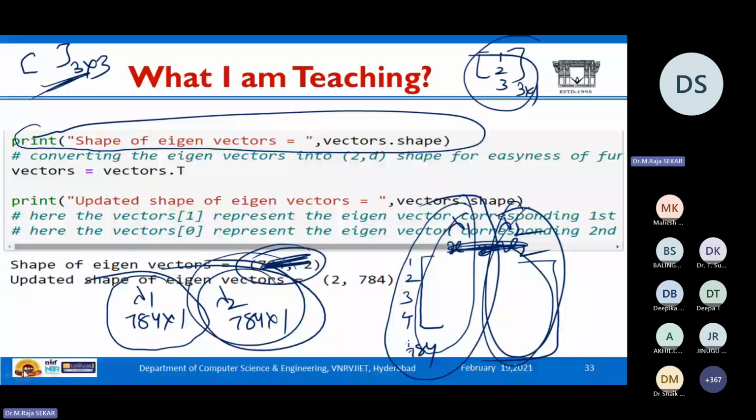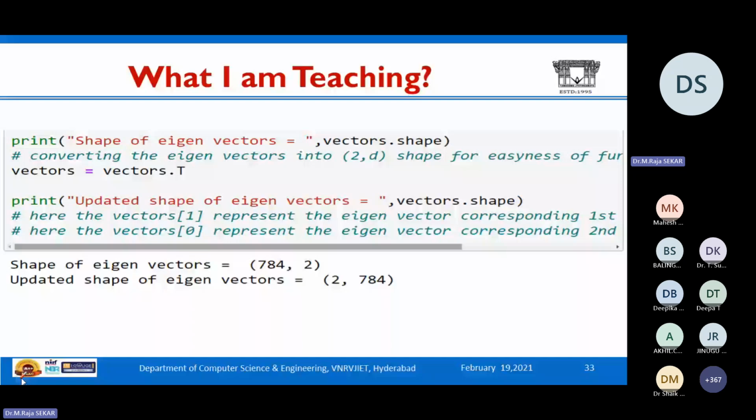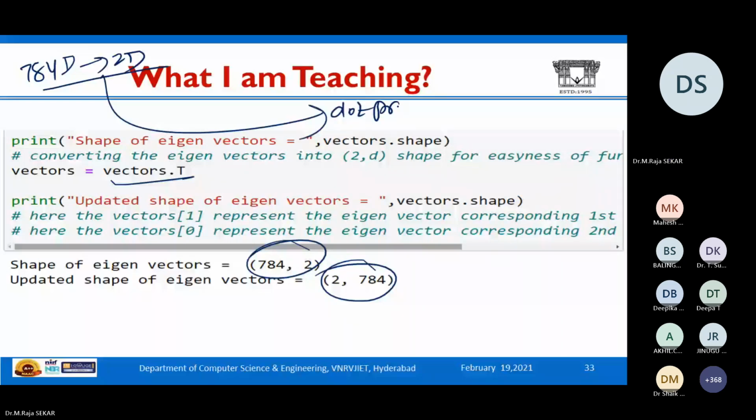Now, it is a simple pre-processing step. For compatibility, we are taking the transpose. The 784 by 2 will become 2 by 784. We have to project these 784 dimensions into 2 dimensions, which is basically a dot product, basically matrix multiplication. Matrix multiplication means you are projecting things to other dimensions, isn't it?